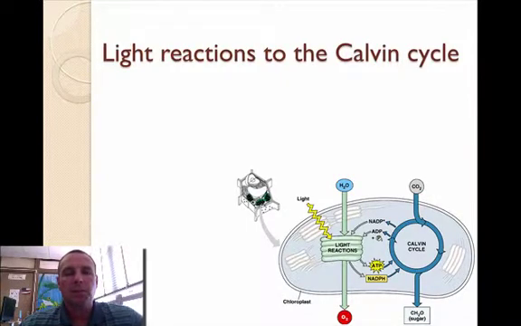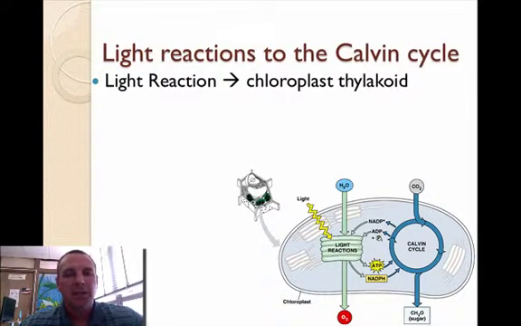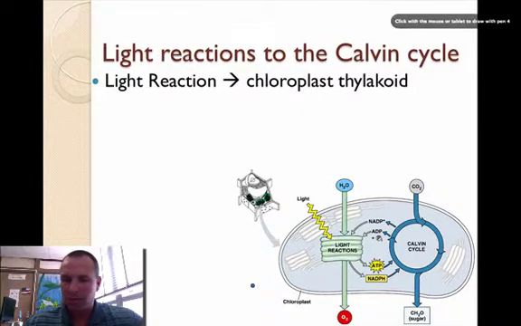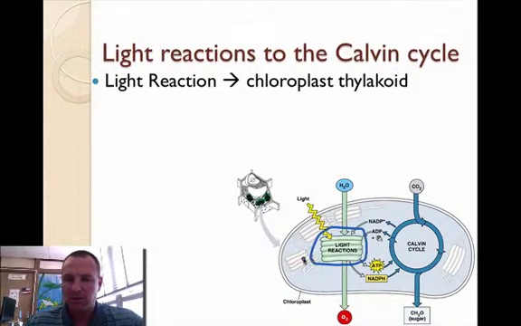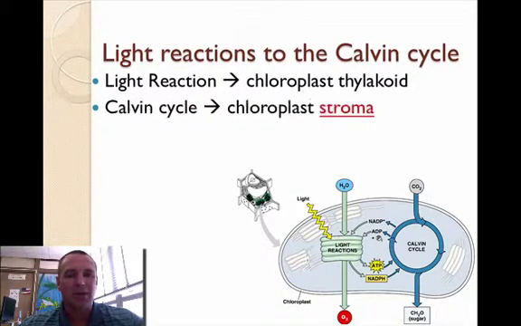Now, let's talk a little bit about the light reactions. The light reaction, if you remember, took place in the thylakoid. The thylakoid is this region right here. It's these stacks, right? These grana stacks. All right, the thylakoid is here. That's where the light reactions take place. But the Calvin cycle actually takes place in the stroma, the fluid-filled space in the chloroplast. All right, so a little bit different places.